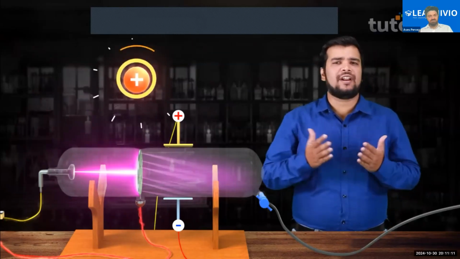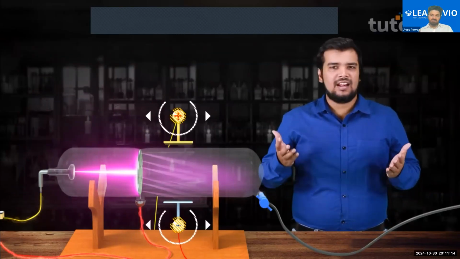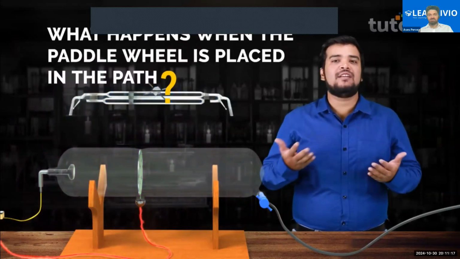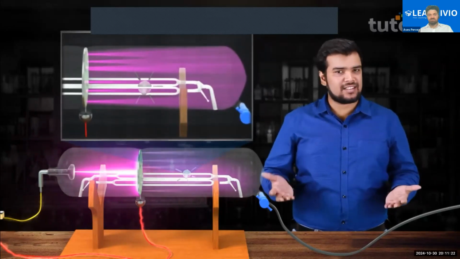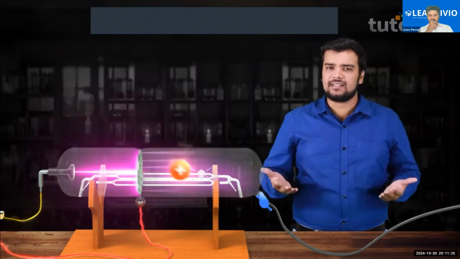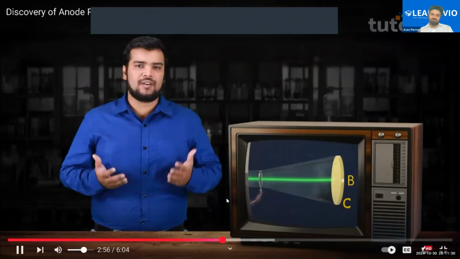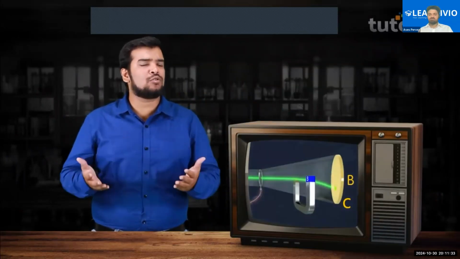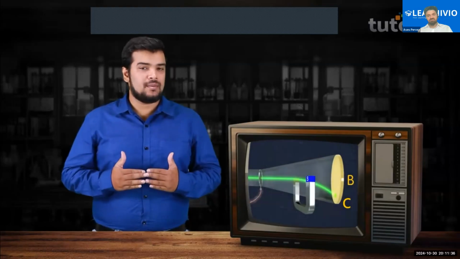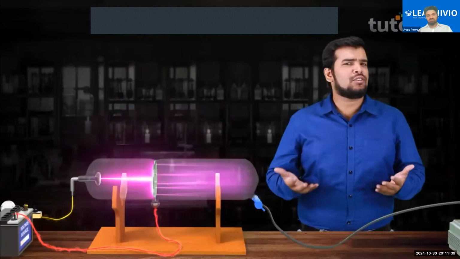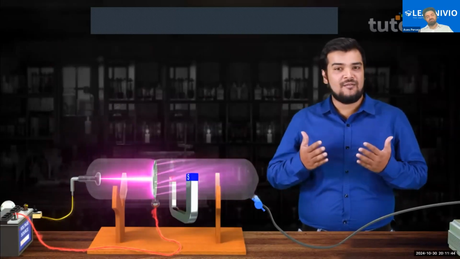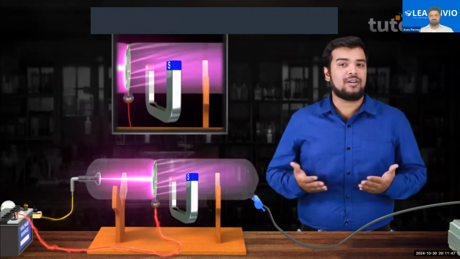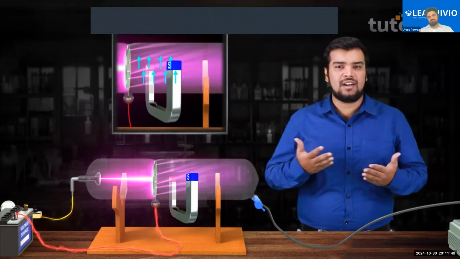Now, since these anode rays are probably made of particles, let's see what happened when they placed the paddle wheel in their path. As expected, the paddle wheel started spinning, suggesting that these anode rays are made of particles which have mass and velocity. Now, if you remember from the previous video, when we brought a magnet close to the cathode rays, they were bent downward because they were negatively charged. So what do you think will happen when you bring a magnet close to these positively charged rays? You are right. These rays will bend upward.